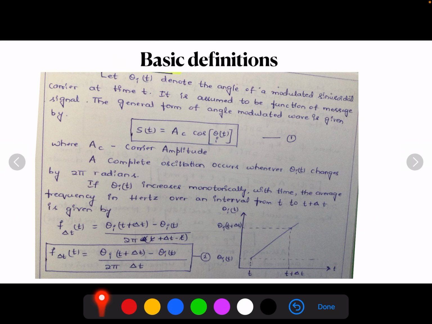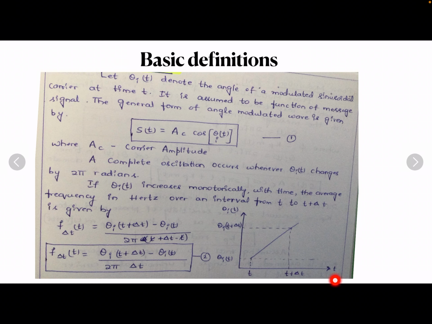What is Ac? Ac is the carrier wave amplitude, and a complete oscillation of the carrier wave occurs when θi(t) changes by 2π radians. If θi(t) is increasing monotonically with time, the average frequency in hertz over the interval t to t plus Δt can be plotted like this, where the x-axis is t and the y-axis is θi(t).